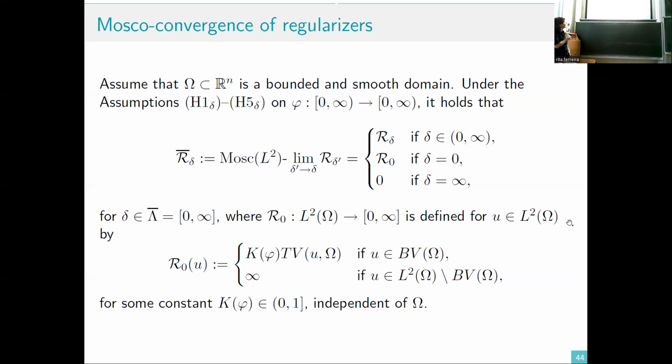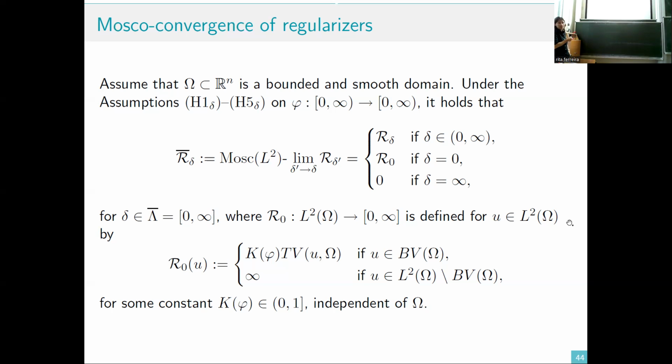But of course, our starting points live in L2, not in L1. Using many results that they proved, we can prove that our family does Mosco converge in L2. Again, in the original set, nothing changes.